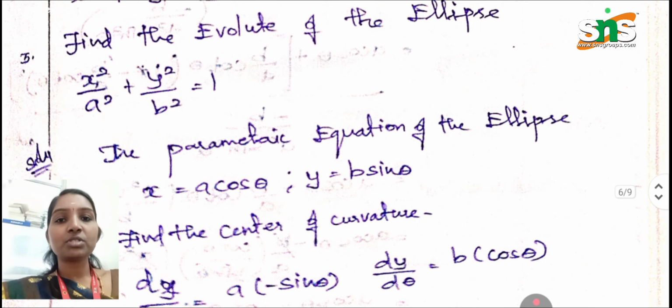This is a lecture video series on the course Matrices and Calculus, and now we are on to the topic Evolute of the given curve. In the previous videos, we have seen problem number 1 on the equation of the evolute of the given parabola. Now it is to find the evolute of the ellipse.